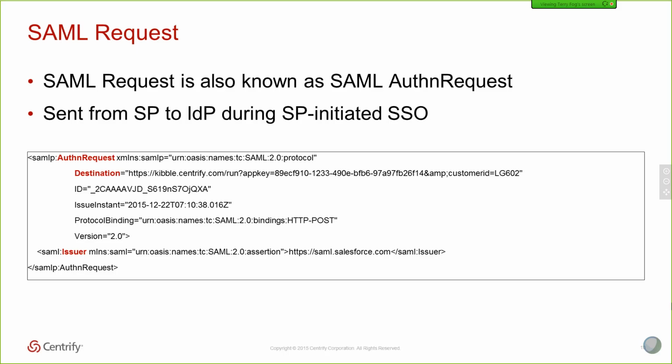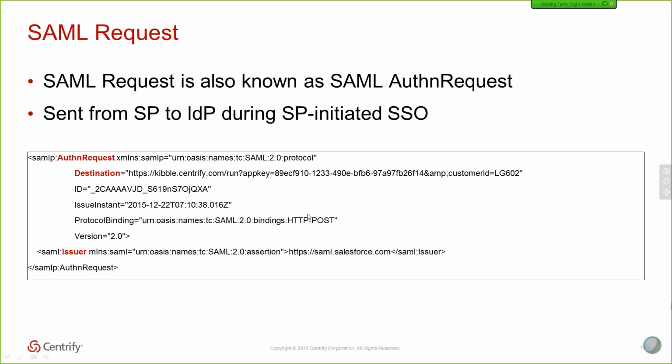So here's an example. It is much shorter than a SAML response. It could be longer, but it's usually not as long. The root element that indicates this is a SAML request is AuthnRequest. The destination means where this SAML request is supposed to go, and the issuer value here identifies the service provider.